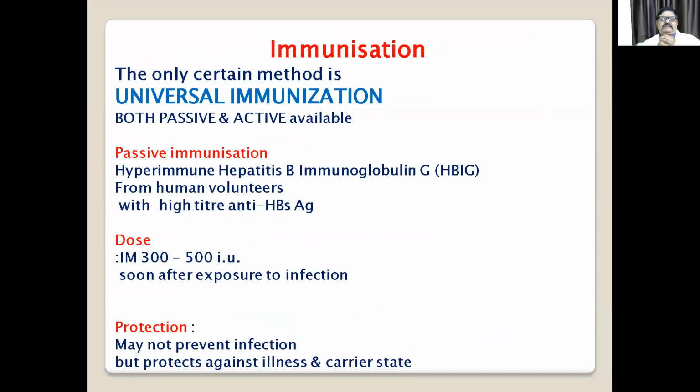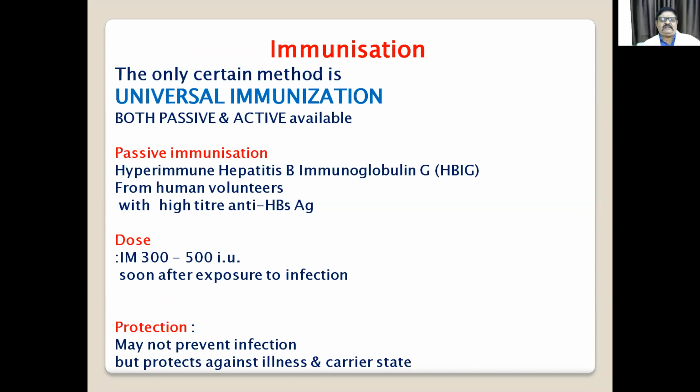Immunization, the best, the only certain method is universal immunization. Both passive and active are available. Passive immunization means pooled hyperimmune hepatitis B immunoglobulin, HBIG, from human volunteers with high titer of anti-HBs antibody.